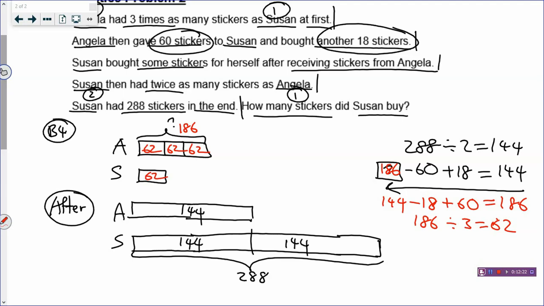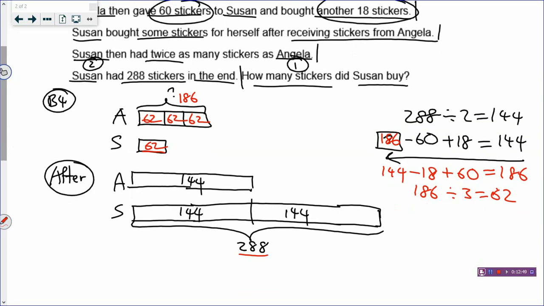Now, Susan bought some stickers for herself after receiving from Angela. Okay, so what do we do? So how many stickers did Susan buy? You look at 62 at first. Susan had 62, and now Susan has 288. Okay, so what happens now? Let's write down some simple steps. Susan had 62, and then she bought some more. We don't know how many, so this is the question mark.